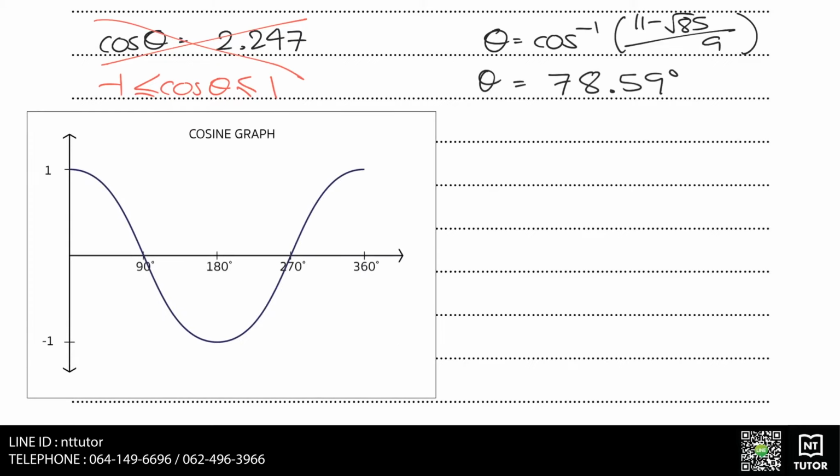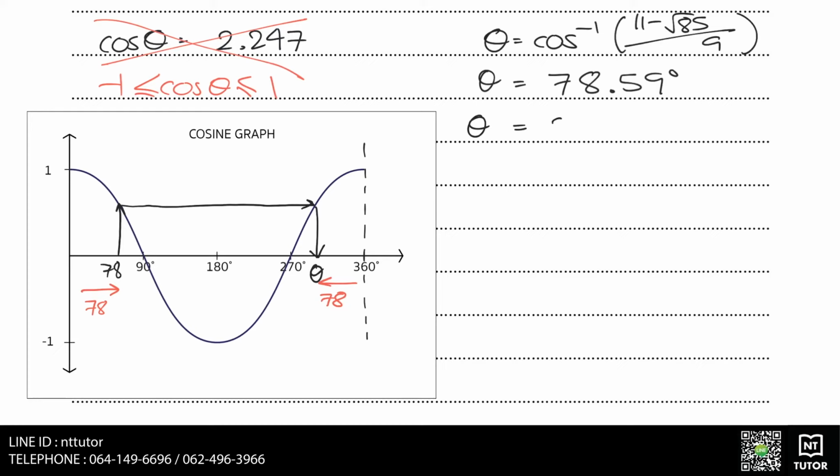The value corresponding to 78 degrees is around here. If you draw a straight line to the right, it crosses the graph again at this point. Therefore, the other angle that gives the same cos value should be over here. The cosine graph is symmetrical around 180 degrees. So if the first angle is 78 from 0, then the other angle must be around 78 from 360 degrees. So our other theta value is equal to 360 minus 78.59.